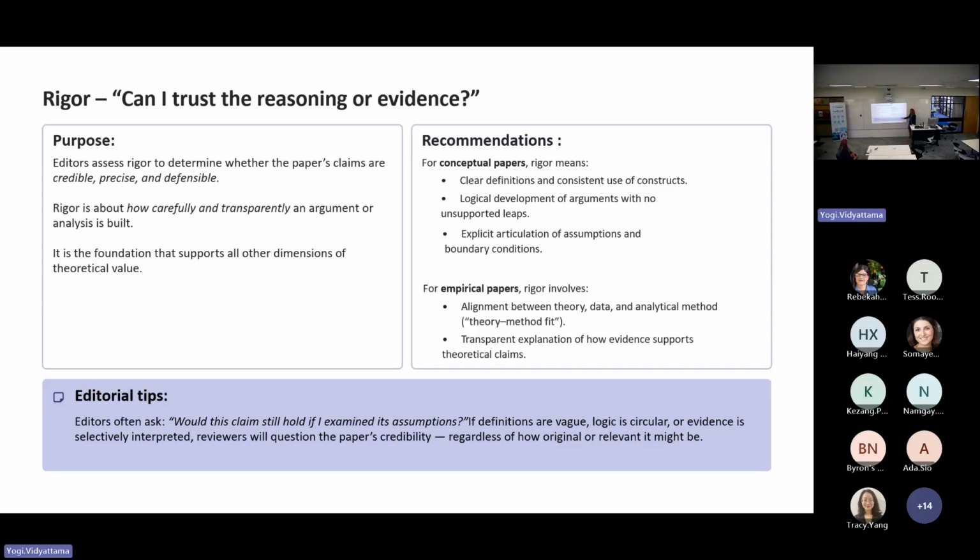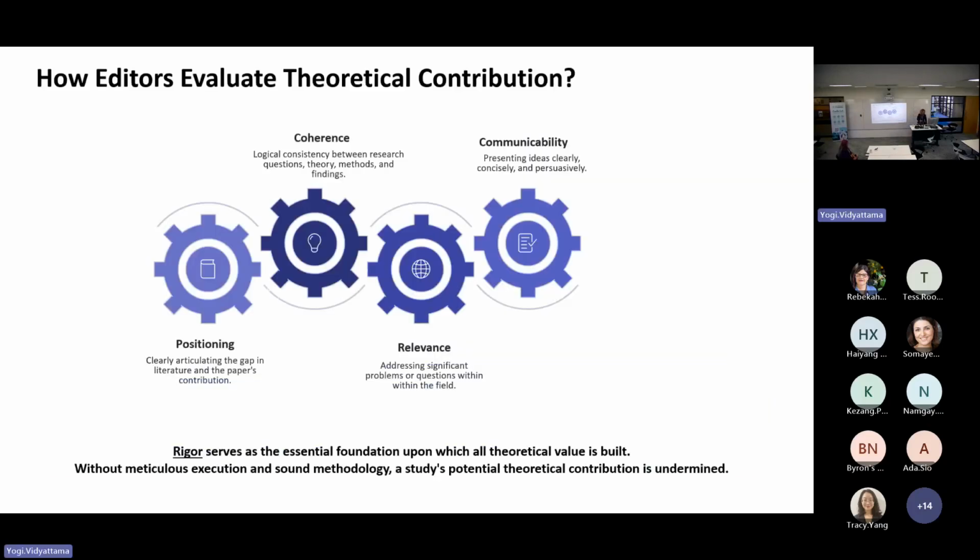If the definitions are vague, the logic circular, or the evidence weak, people are going to look at that. And if they're not convinced about the rigor of your paper, no matter what you did, even if you have the latest literature review and the best-written manuscript, if the rigor is not there, that's kind of out. So this is basically the model, right? We talked about positioning, coherence, relevance, and communicability. All of that needs to be standing on rigorous feet.